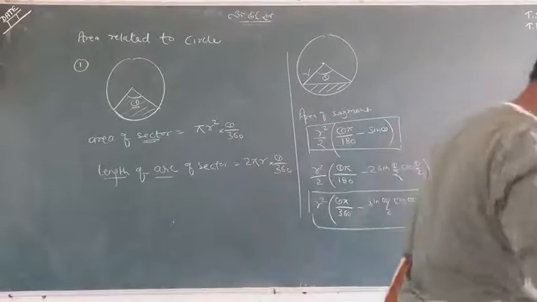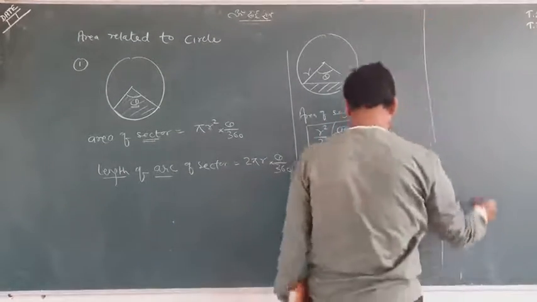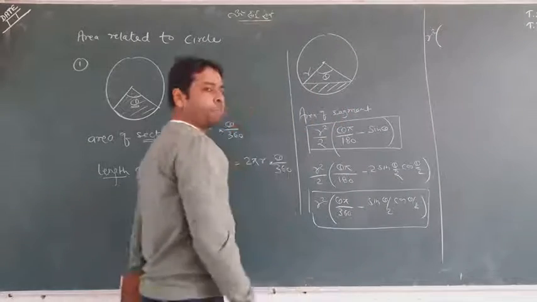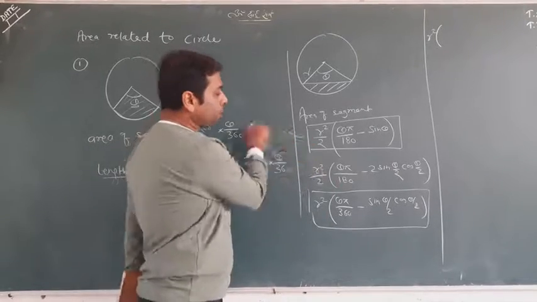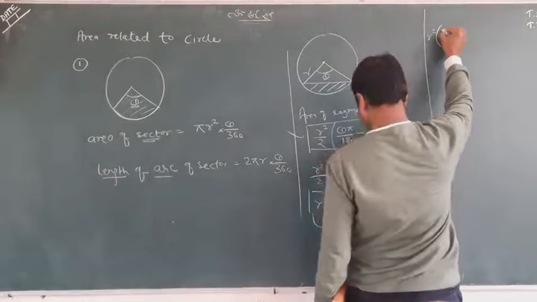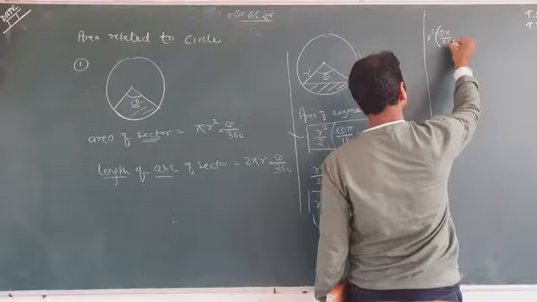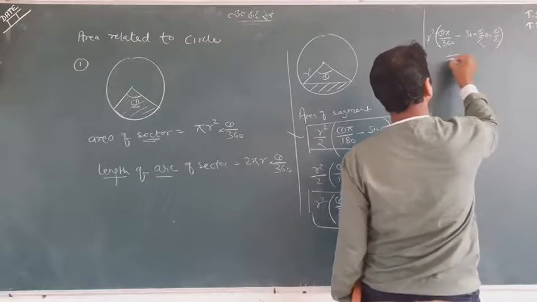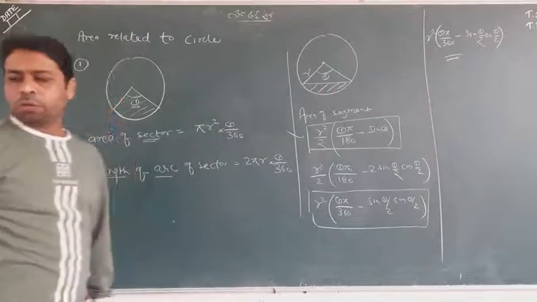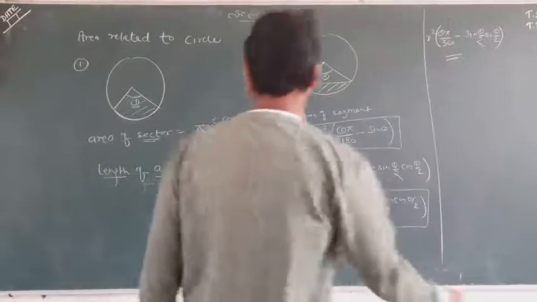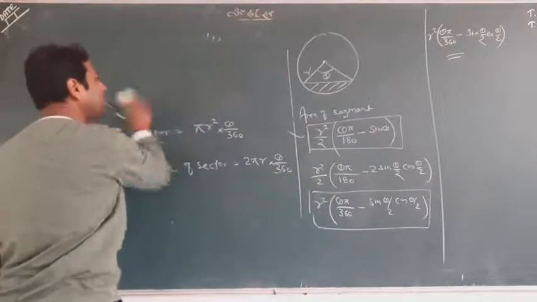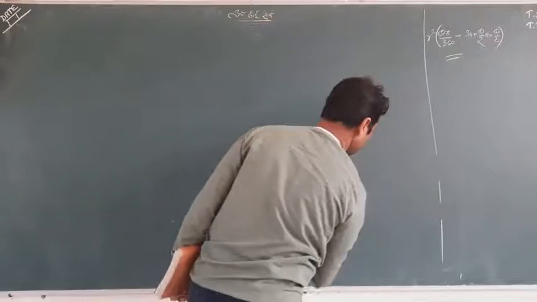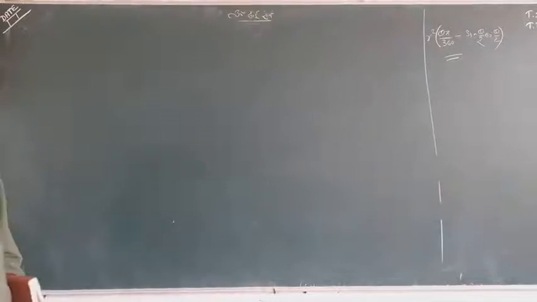I am mentioning this formula at the right corner, that I am using either the first one or the second one. I have taught you initially when I did examples, I used this formula. You can also use this formula, r square theta pi upon 360 minus sine theta by 2 cos theta by 2. Okay, let me rub this out, and now I will move on to the exercise, because examples I have already taught you.